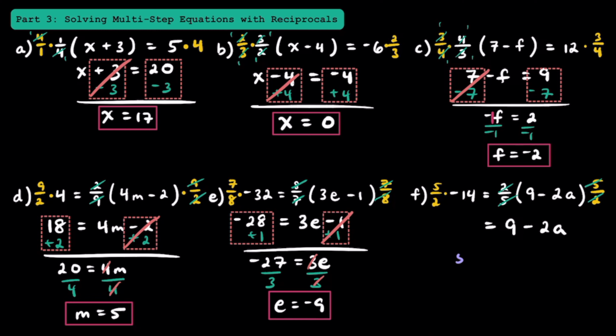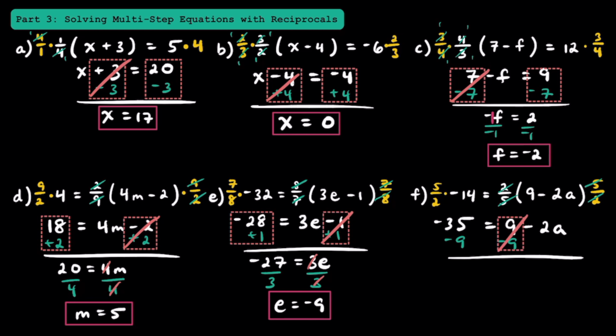On the left side, we have to multiply 5/2 by negative 14, which is just negative 14 over 1. 2 and negative 14 can cross cancel to make 1 and negative 7. And 5 times negative 7 is negative 35, and 1 times 1 is 1, so this just equals negative 35. Since 5/2 times negative 14 is negative 35, let's write that on the left side of the equation. Now that we don't have to deal with any fractions, let's subtract 9 from both sides.